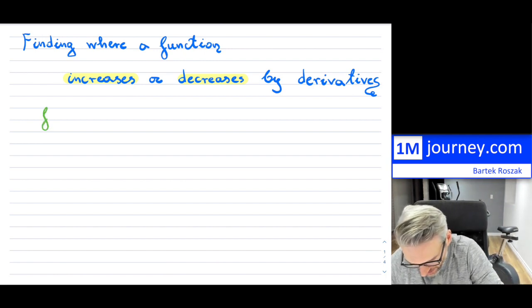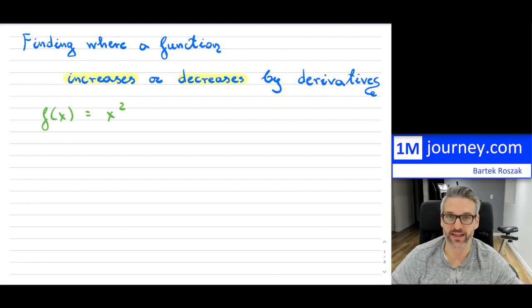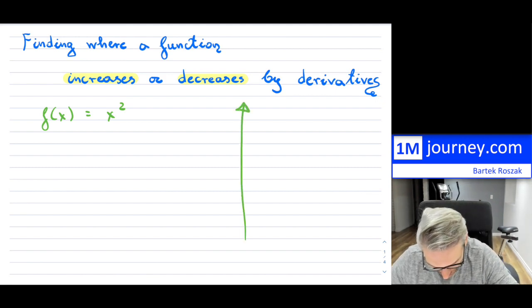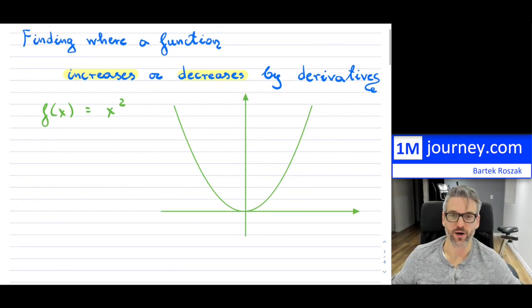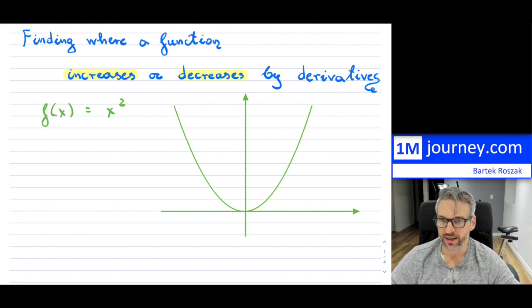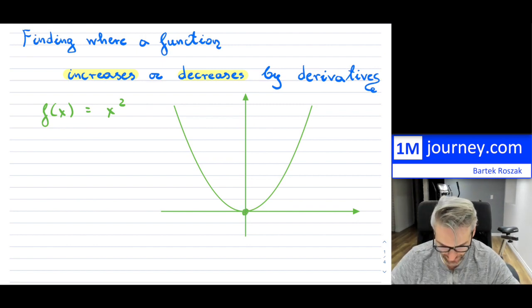So let's take our simple quadratic function, which we completely understand. Let's say I give you f(x) = x squared. We know exactly what this function looks like, so let me just sketch it. All right, so here we go. That's our parabola, centered at 0 over here.